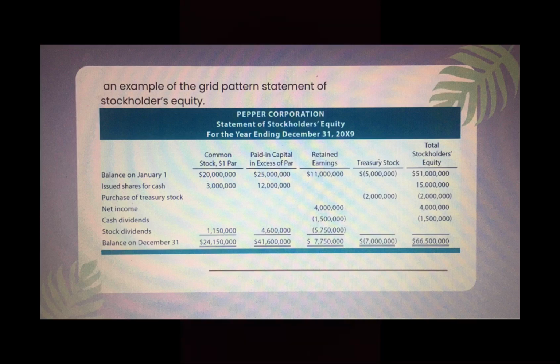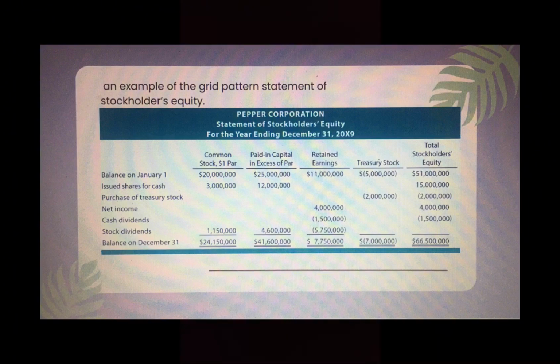For paid in capital, in the beginning we have 25 million and at the end of the period we have 41,600,000, and as we notice we have an increase of 16,600,000, and it's because of the additional issued shares for cash for about 12 million plus the stock dividends amounting to 4,600,000 that makes it 41,600,000 in total.